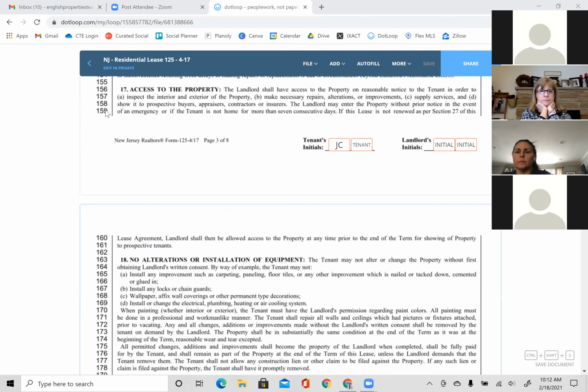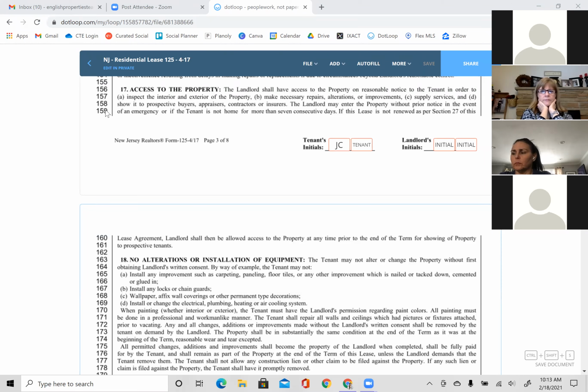For 17, it talks about access to the property. So this talks about how the landlord should have access to the property as long as they give reasonable notice to the tenant. So that way they can inspect it, make sure everything's working the way it should be working. If they do have to repair something, they need to be able to get into the property to repair it. Or if they hire somebody to do it, say a plumber, the plumber has to be able to get into the property to repair it.